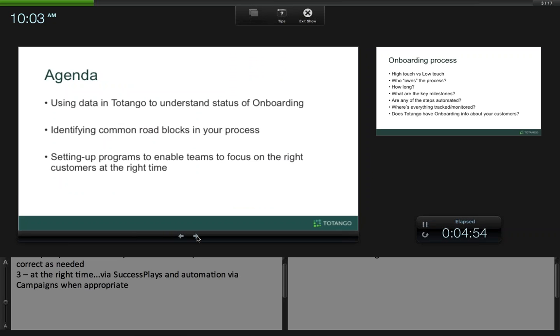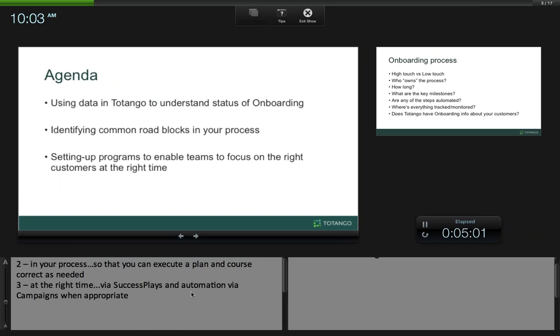So for today's agenda, we're going to be talking about how to use data in Tatango to understand the status of onboarding. We'll also talk about identifying common roadblocks in your process so that you can execute a plan and course correct as needed. We'll also talk about setting up programs to enable teams to focus on the right customers at the right time. And some of the vehicles of doing that are via success plays and automation via campaigns when appropriate.